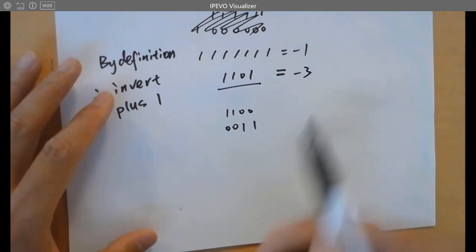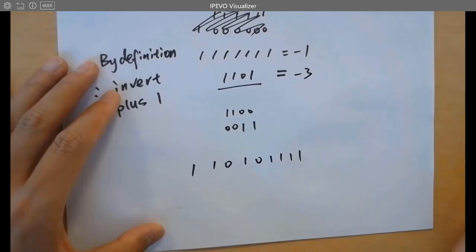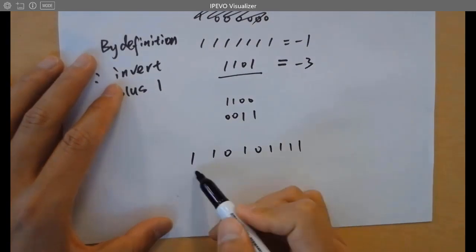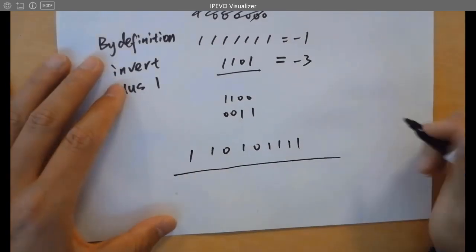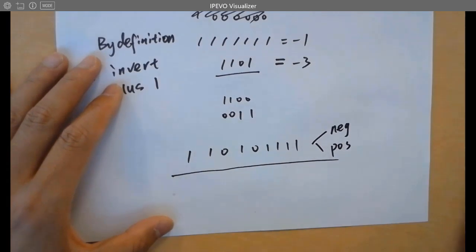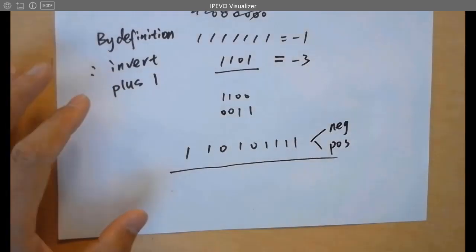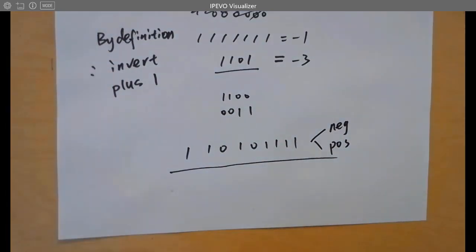Yeah, here's one quick note. If I give a number like this, can you tell me in a second if this one is negative or positive? And why? Just in 1 second. Negative, and why?